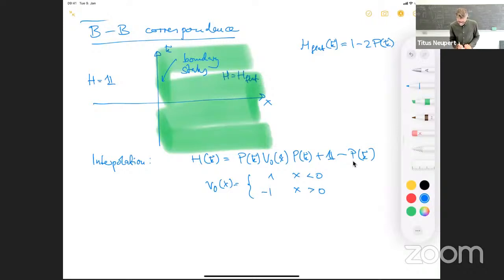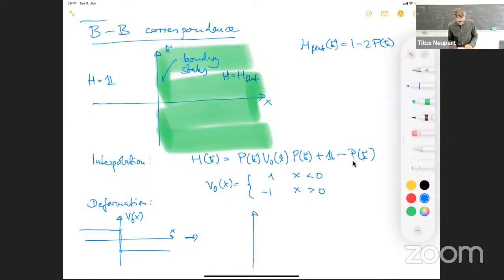And the point is now, we want to deform this interpolated Hamiltonian. And I'm only going to do this pictorially, but we can also do this with formulas. So initially, we start off with a V of X that is sharp, like I defined it here, this V0. And then we can go to a situation where we make a linear slope in the middle, and we raise these plateaus a little bit.